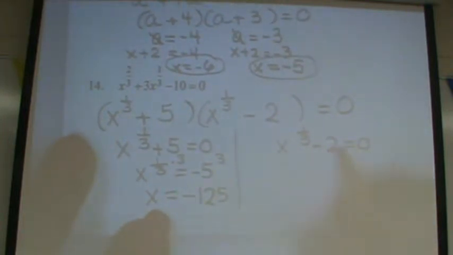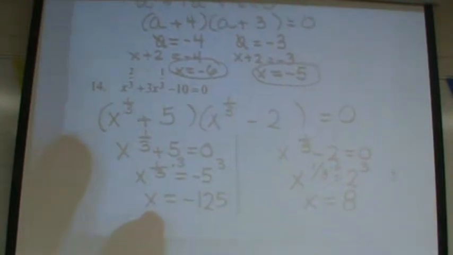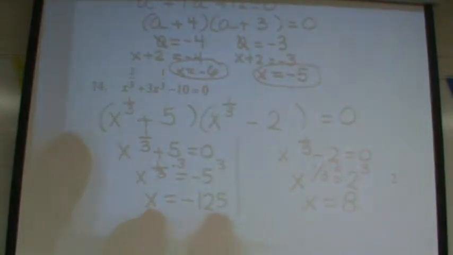This side, you're going to add 2. And you're going to cube both sides. So 2 to the 3rd power would be 8. So your two answers are -125 and +8.